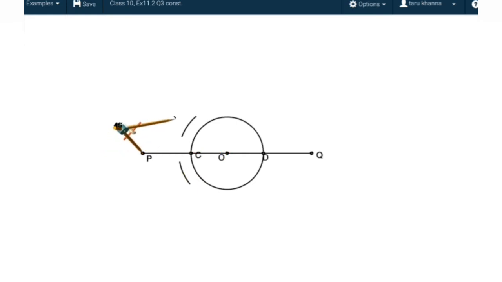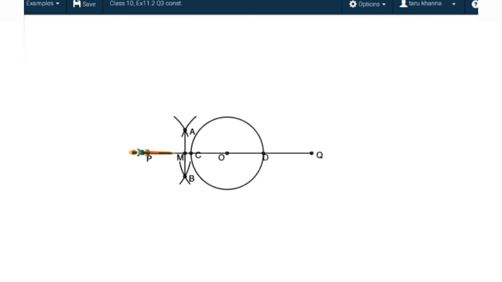So we will follow the same procedure as we use for drawing a pair of tangents from an external point to a circle. So P is the external point and here I have drawn the perpendicular bisector of OP so that I get the midpoint of OP. So AB is the perpendicular bisector of the line segment OP and we will mark the point of intersection of the perpendicular bisector with the OP line segment as point M.